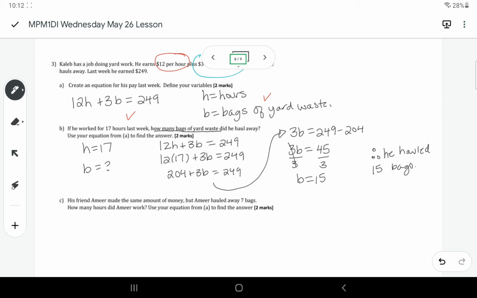And then his friend made the same amount of money, so we can use the same equation, but we know he only hauled away 7 bags. How many hours did Amir work? So this says that Amir hauled away 7 bags. So here we know B equals 7, and it says how many hours, so that's what we don't know. So H is our question mark.